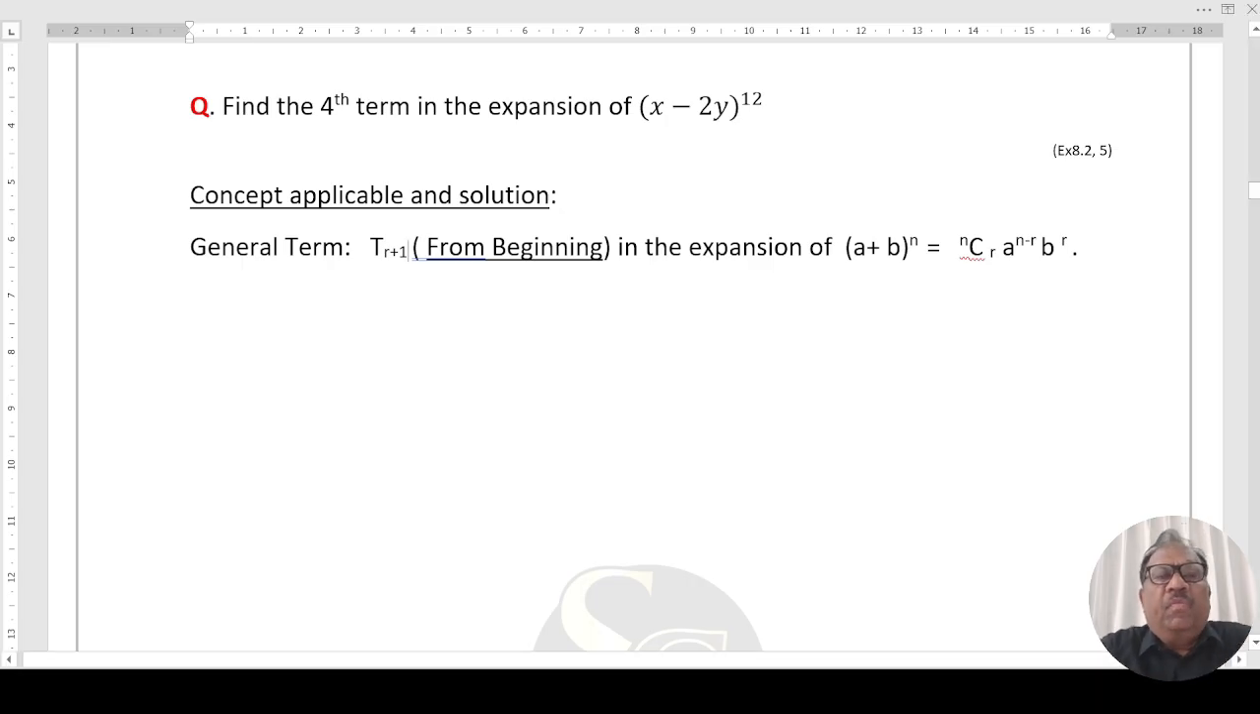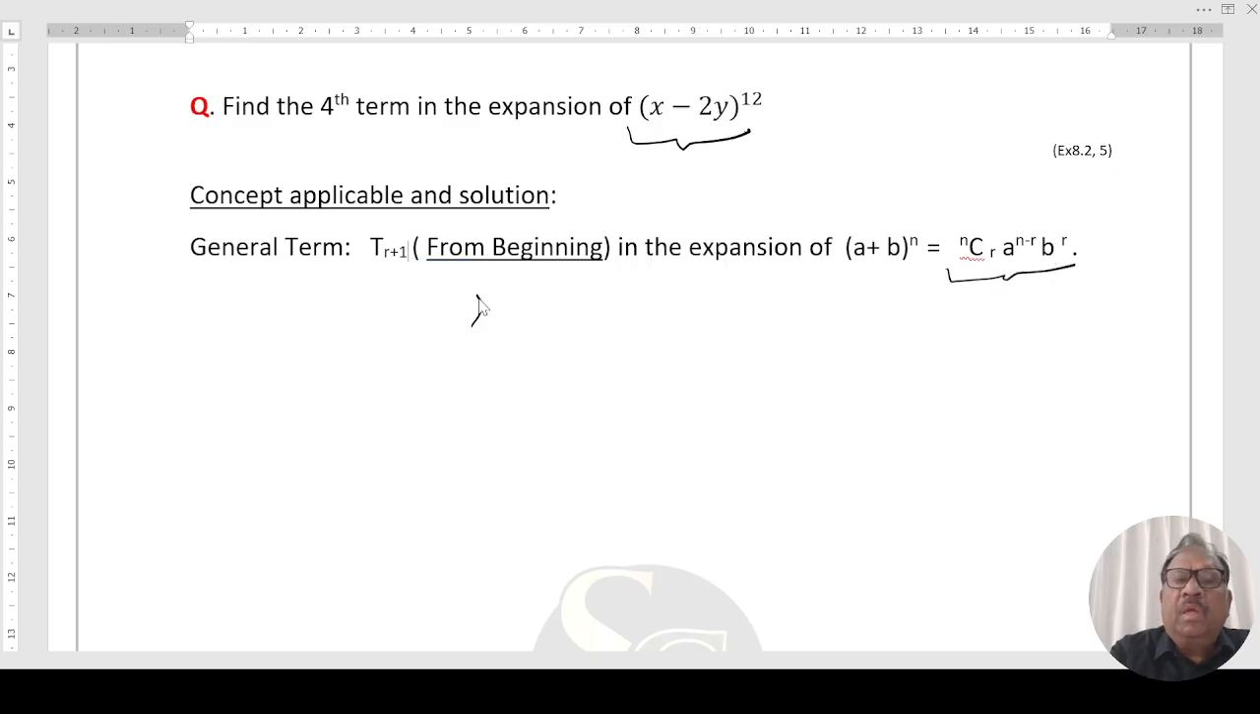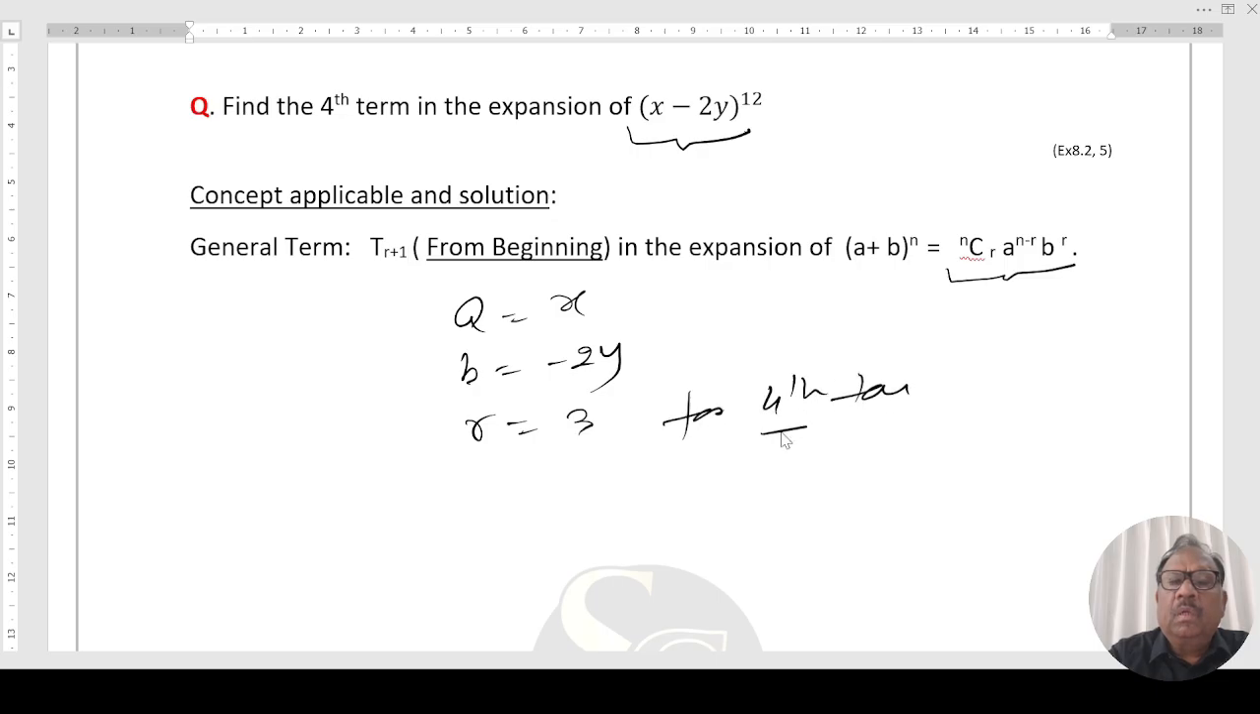Right? Next question. Question is, find the fourth term in the expansion of (x minus 2y) to the power 12. In this case, we have to find a specified term, the fourth term. Fourth term is r equal to 3. T(r+1) equals, the formula is nCr a to the power n minus r b to the power r. Here a is x, b is minus 2y and r is 3, fourth term. Okay? Therefore, T4 equals T(3+1) equals nCr, where n is 12.